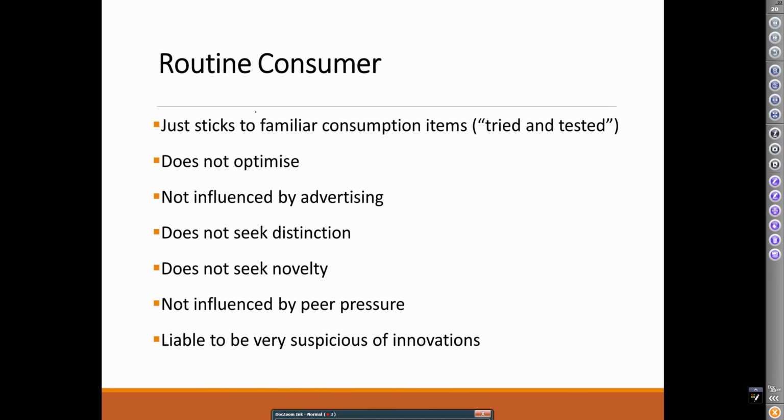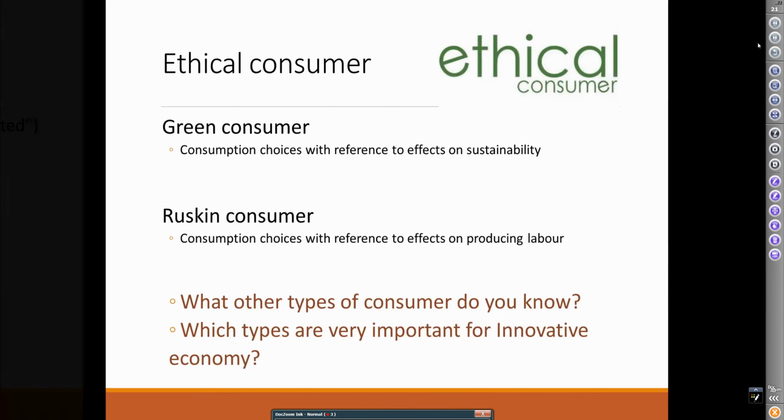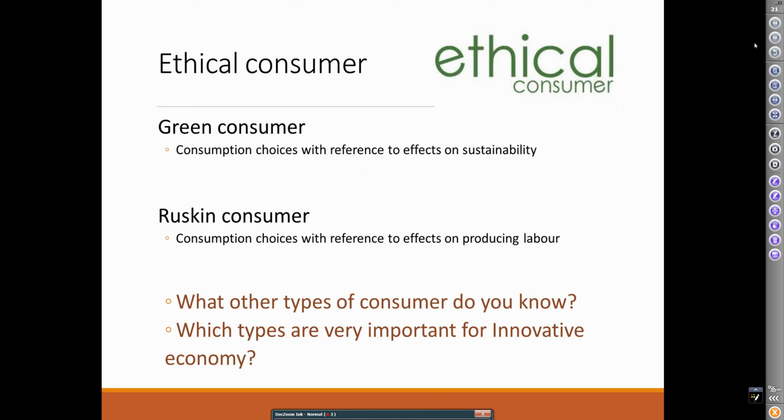And one more interesting consumer, routine consumer. They just stick to familiar consumption items, don't optimize, are not influenced by advertising, don't seek distinction, don't seek novelty. I think that the routine consumer is the most difficult to be managed by the innovations. But also we should understand that such a person may exist in the market, and we should manage him also. And the final, ethical consumer. There are 2 different types inside this group, green consumer and Ruskin consumer.